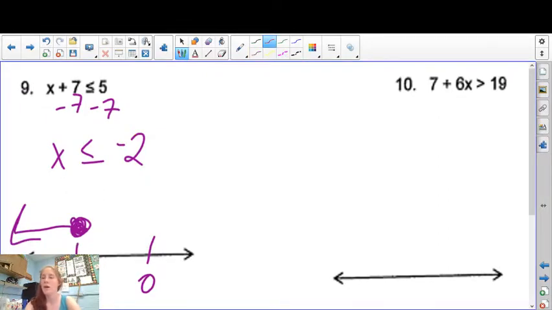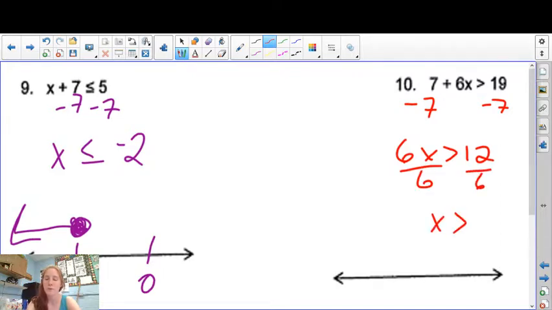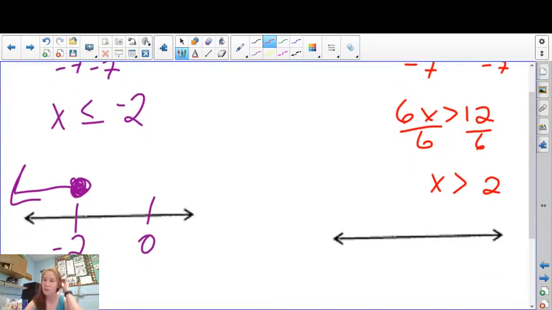Number 10. Again, I'm going to start with undoing my addition or subtraction. Right now I have the addition of 7, so I subtract them out first. 19 minus 7 is 12. Next, I divide both sides by 6. Since my division is positive, the sign stays the same. It does not change. And 12 divided by 6 gives me 2. Here is 0 in relation to 2. It is not equal, so it's an open circle. And this time we're going to shade to the right.